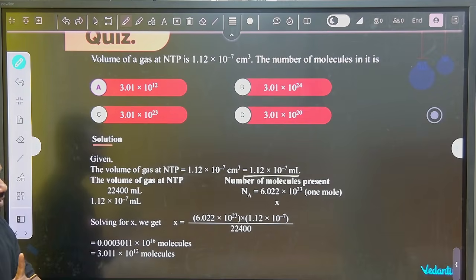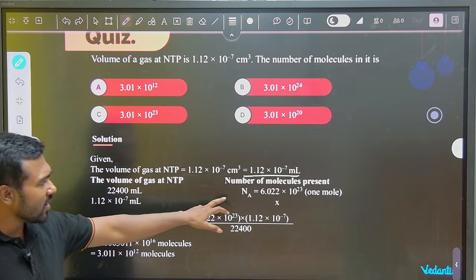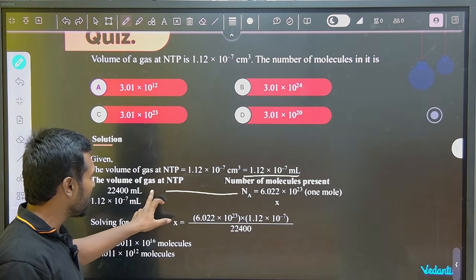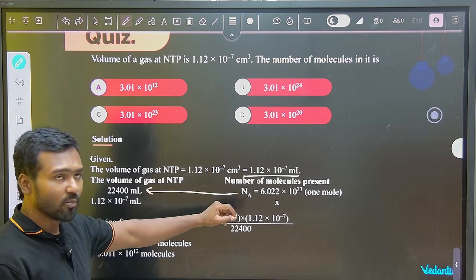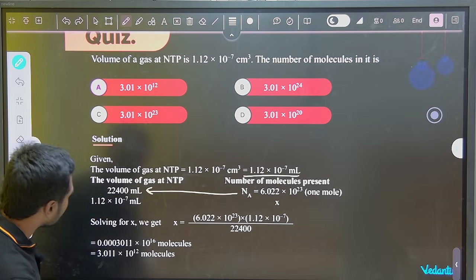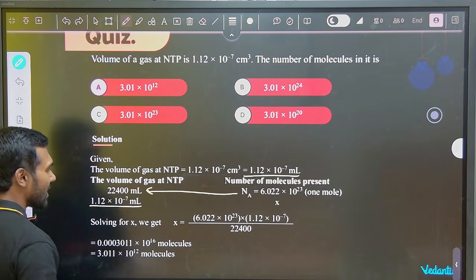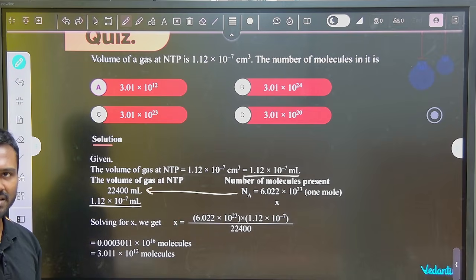1 centimeter cube is equal to 1 ml. You should know that one. So at NTP, 1 mole of any gas will occupy 22.4 liters or 22,400 ml. That is 1 mole, that is 6.022 into 10 power 23. Now here they gave the volume and they are asking for the number of molecules. You can find it easily.